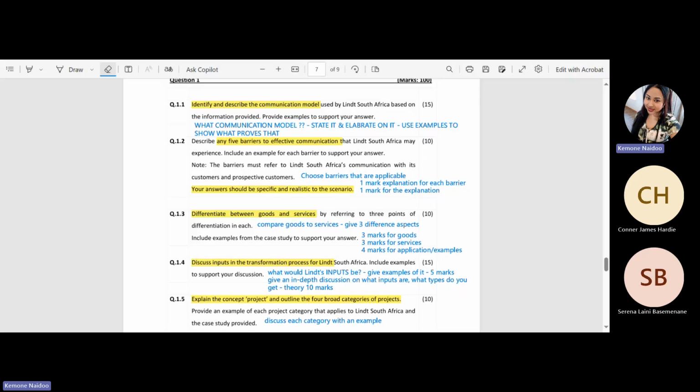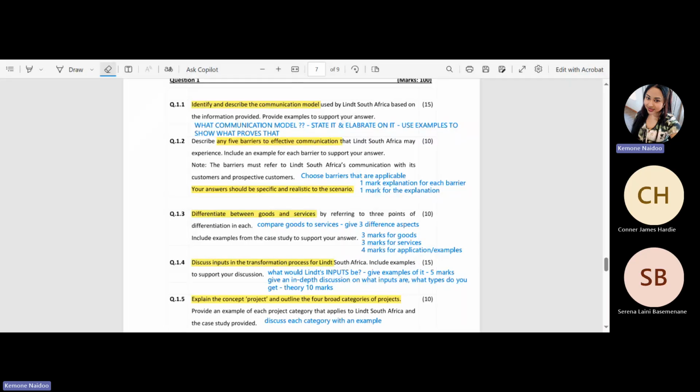So I don't know if you remember this when you did your communications learning unit, if you are there yet. But those are our two types. So you are asked to identify which one is presented or used by Lindt. Okay, so identify that communication model. And once you've done that, you need to describe it.